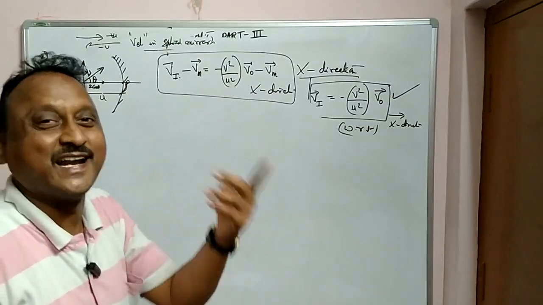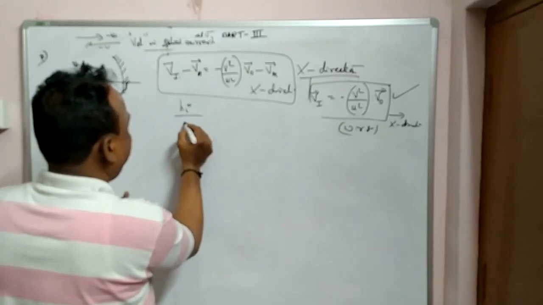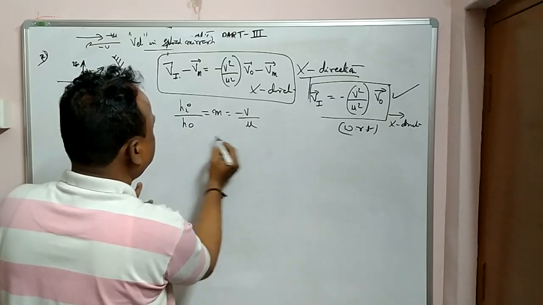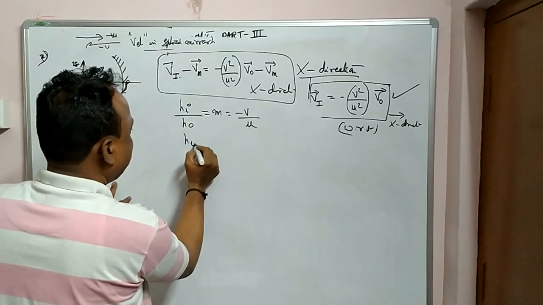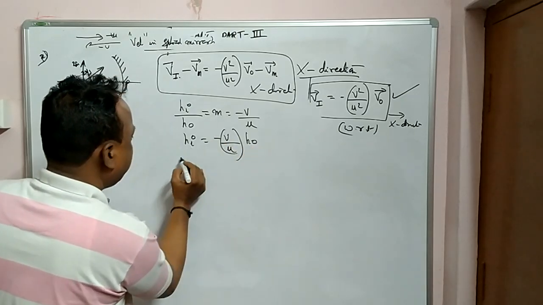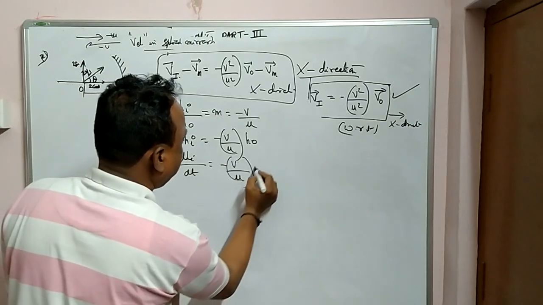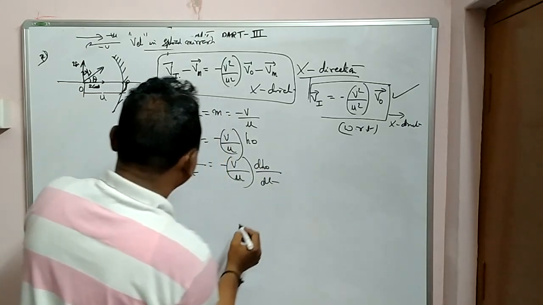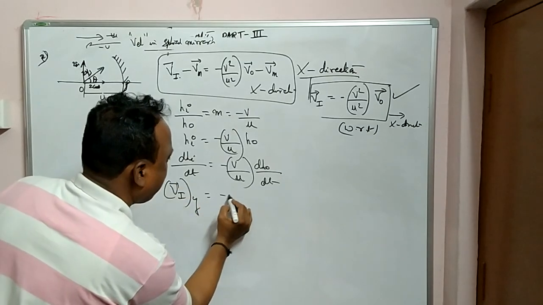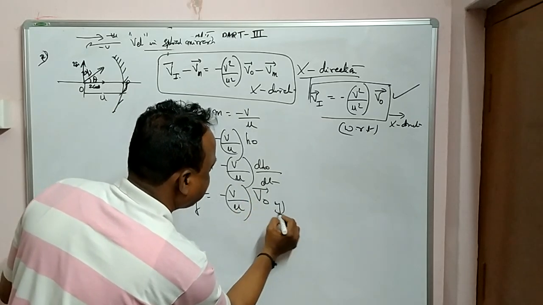For the y direction, the body is also moving in the y direction. Apply the formula from the second case. The height of the image by the height of the object is equal to m, that is equal to minus v by u. And what did we do? We took the derivative. Height of the image is equal to minus v by u into h0. Taking the derivative, dhi by dt is equal to minus v by u into dh0 by dt. So velocity of the image in y direction is equal to minus v by u, velocity of the object in y direction.